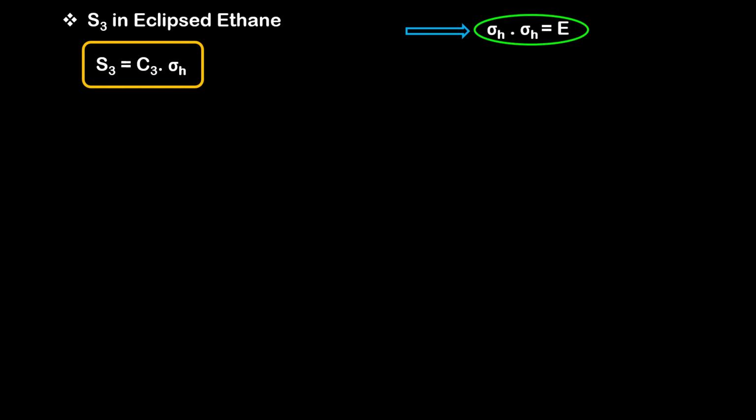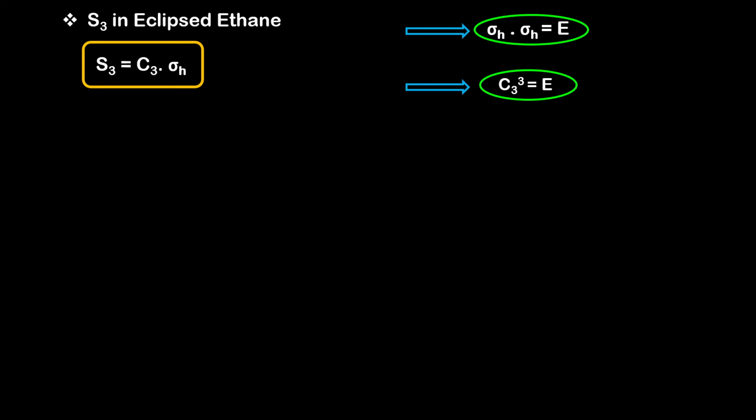Now this can be understood by taking the example of eclipsed ethane first. Eclipsed ethane has an S3 improper rotational axis. That means S3 is equal to C3 into sigma h. Here are some key points. First, two successive operations of a plane of symmetry lead to identity. And second, C3 raised to 3 is equal to E. That means Cn raised to n is equal to E.